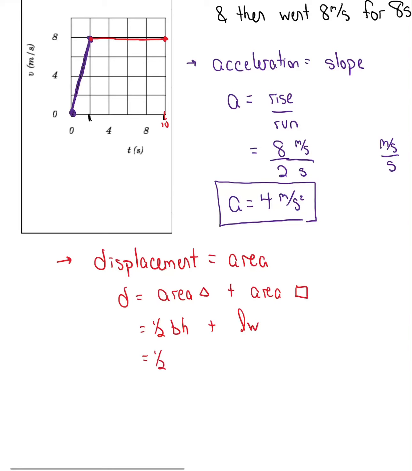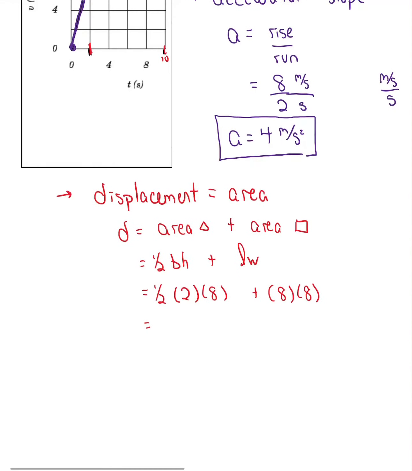For the triangle, the base of that, it's not marked, but each line is 2, so the base is 2 seconds wide. And the height of it, it goes to a speed of 8. So we got 1/2 of 2 times 8. Then the rectangle, it goes from 2 to 10. So that's a length of 8 or width of 8, whatever you want to call that. But it's also 8 tall. So 8 times 8 for the rectangle.